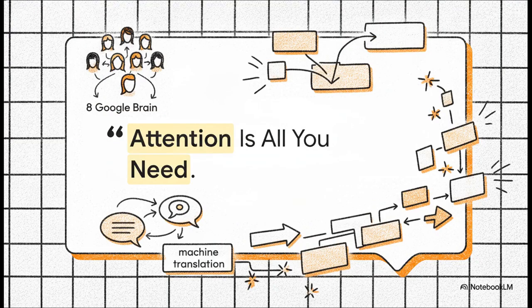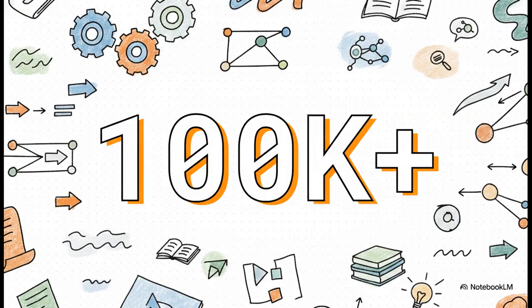Get this, a team of 8 researchers at Google Brain published a paper with this aggressively modest title, "Attention is all you need." And the crazy thing is, they weren't even trying to revolutionize the entire AI industry. They were just trying to solve a very specific machine translation problem. Yet in just 12 short pages, they introduced the transformer architecture to the world. And the impact of that 12-page document literally cannot be overstated.